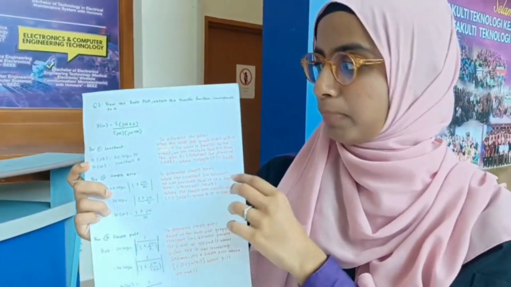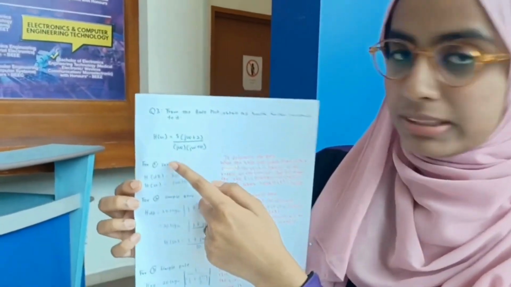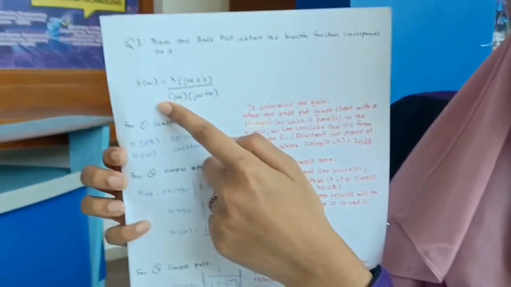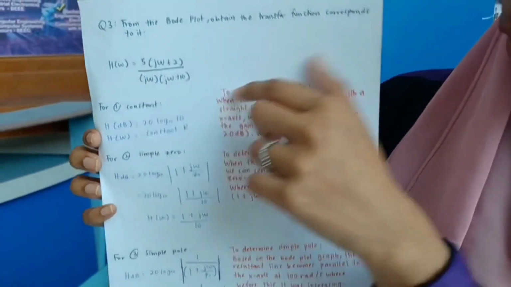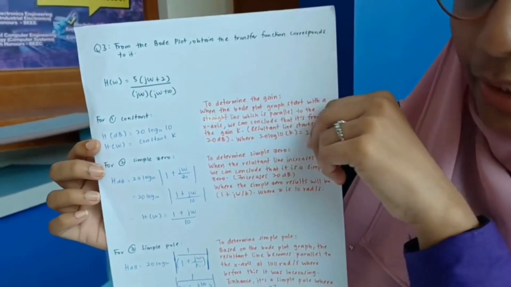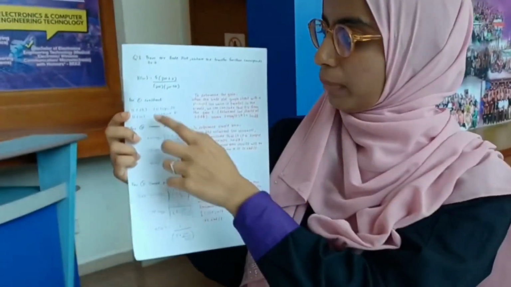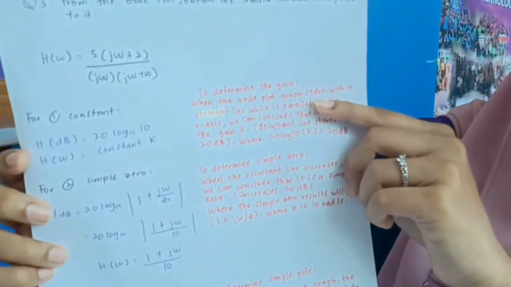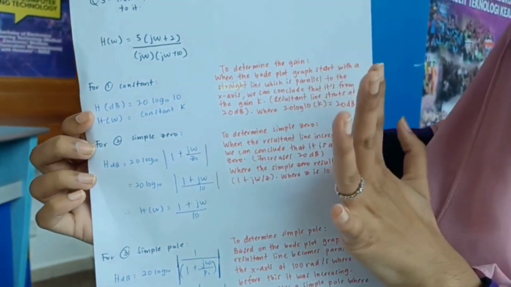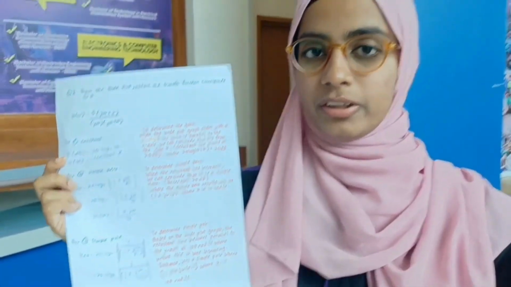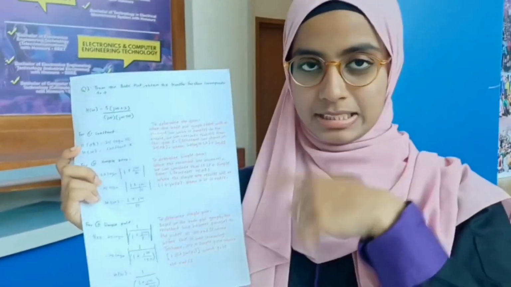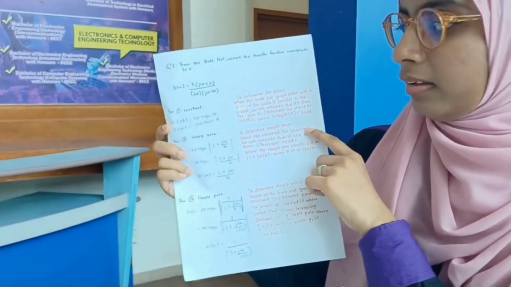So, me and my team members have done this assignment. So I will explain this part, particularly the equation of my group members, and we're going to explain H omega equals 5 bracket J omega plus 2 divided by J omega bracket J omega plus 10. You can see here clearly. So there are 4 parts that I've already separated from the graph that my friend already drew in the semi-log graph previously. He's already explained.